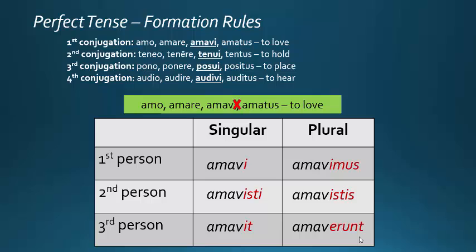And that's it for the perfect tense. It's pretty easy. Third principal part, take off the I to find your base, and then add your personal endings: -i, -isti, -it, -imus, -istis, -erunt.